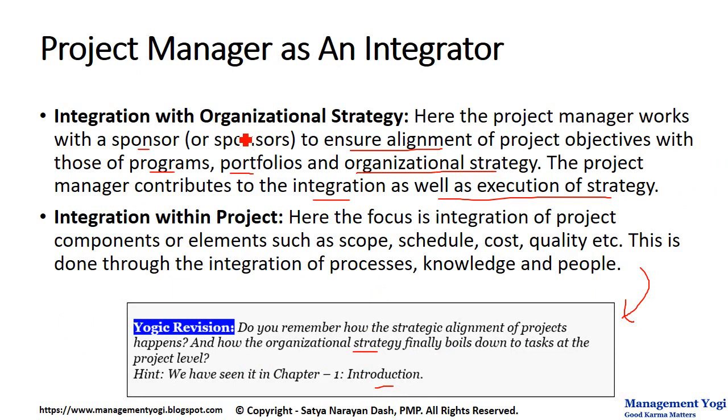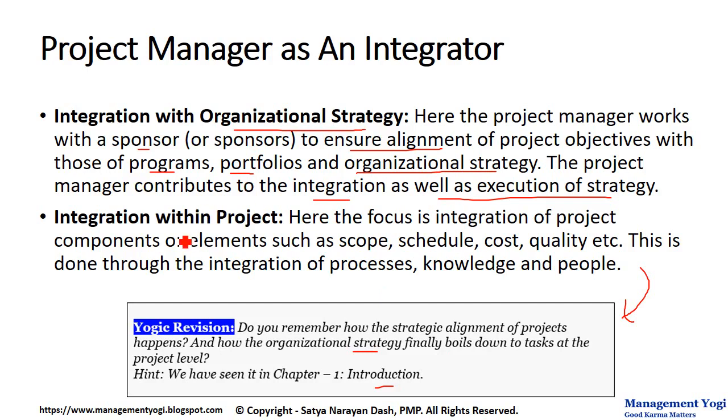One aspect is with organizational strategy, and also, as I have told many times, a project, if it is authorized, has to be aligned with the organizational strategy. If it is not aligned with the organizational strategy, the project should not be authorized, which happens in the initiating process group in the process of develop project charter.